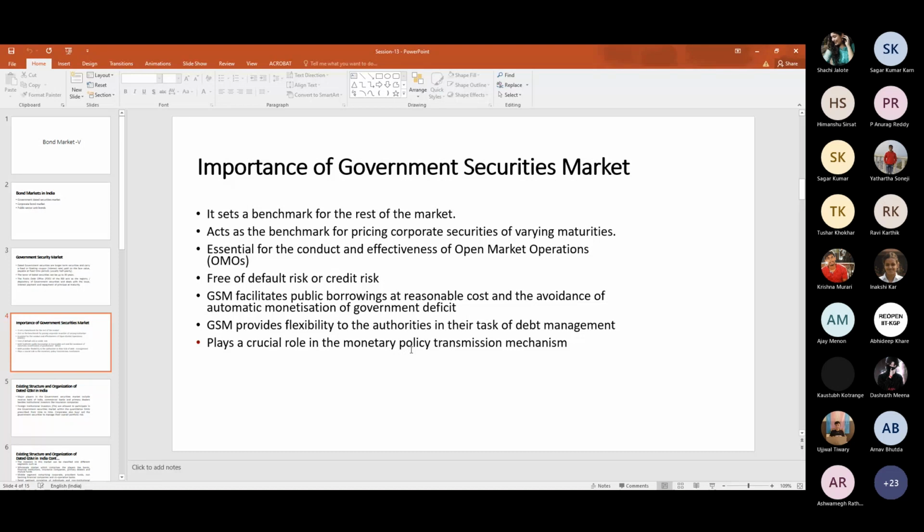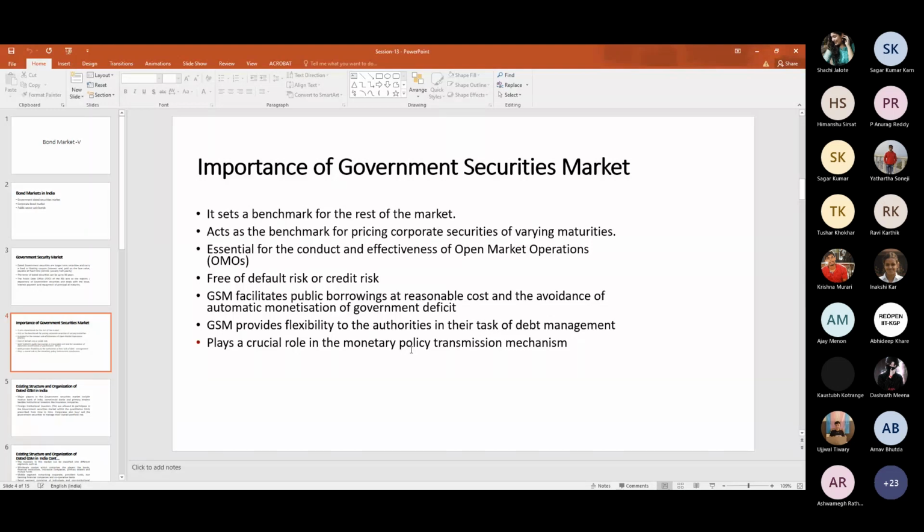So that's why it is used for pricing corporate securities like corporate bonds. If you are investing in the corporate bond market also, then the pricing or the interest rate of those bonds is decided on the basis of the return or the interest rate we get from this particular kind of instrument.